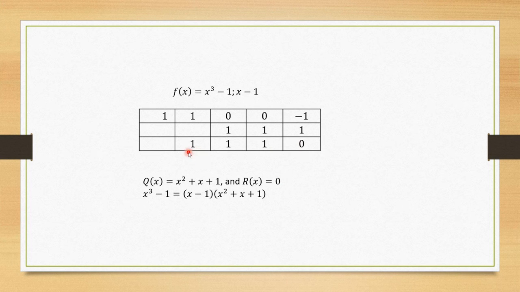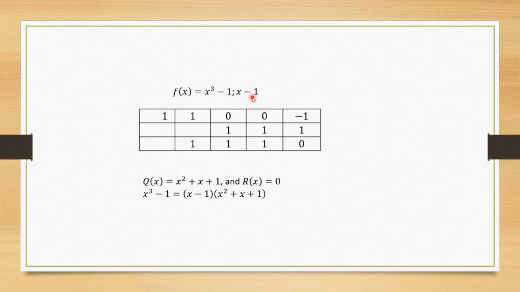Here, we're going to get x squared, x, 1. And so we get all together x cubed minus 1. That's going to be x minus 1 times our quotient. Remember, the quotient is 1 degree less. We have x cubed, so this is degree 2: x squared, x, 1.